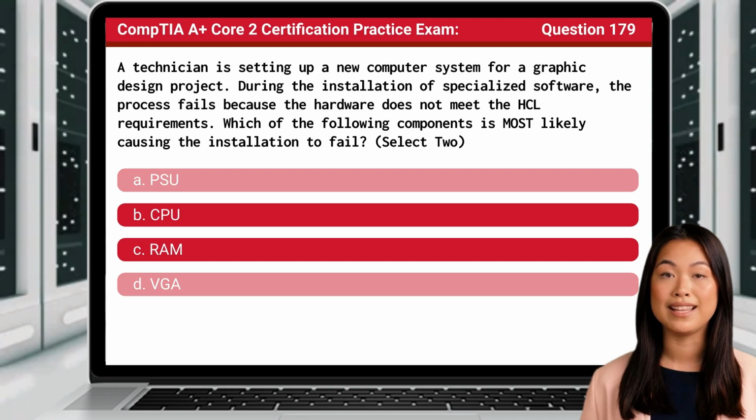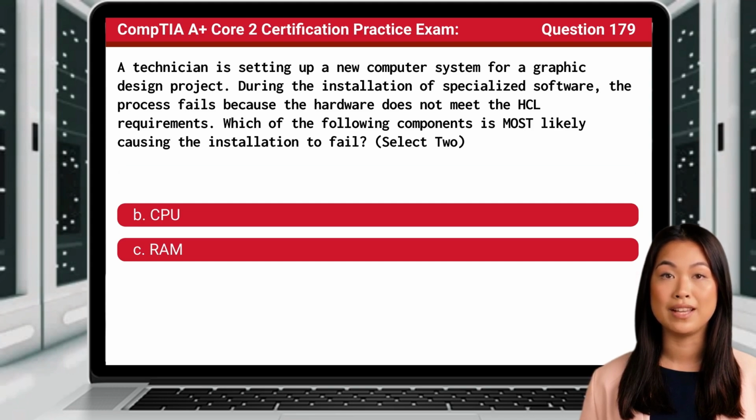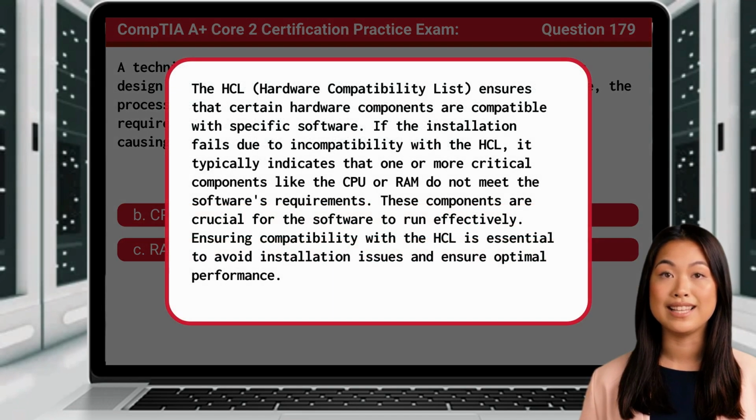The answer is B and C. CPU and RAM. The HCL, or Hardware Compatibility List, ensures that certain hardware components are compatible with specific software. If the installation fails due to incompatibility with the HCL, it typically indicates that one or more critical components like the CPU or RAM do not meet the software's requirements. These components are crucial for the software to run effectively. Ensuring compatibility with the HCL is essential to avoid installation issues and ensure optimal performance.